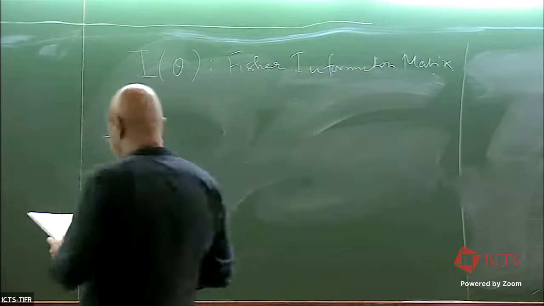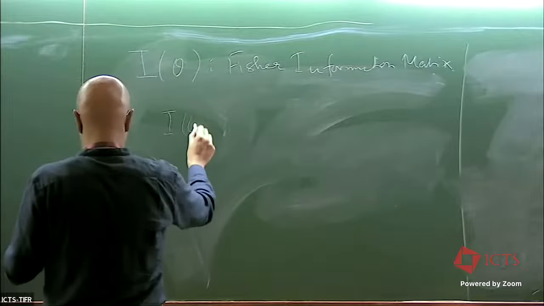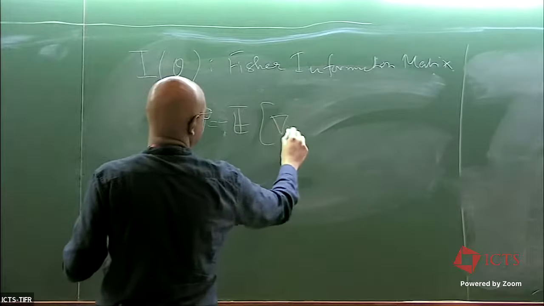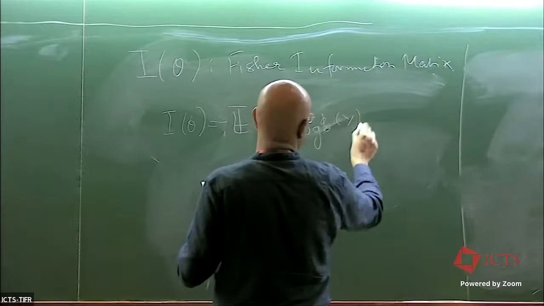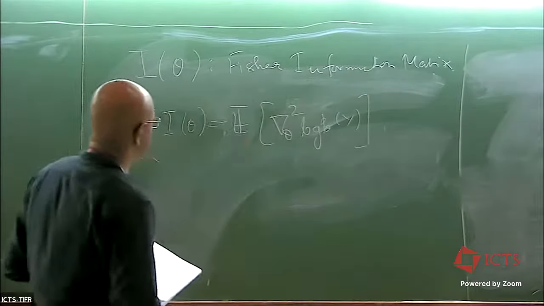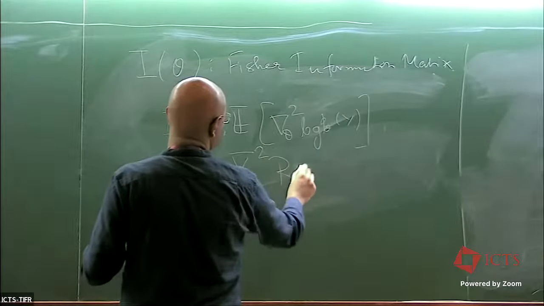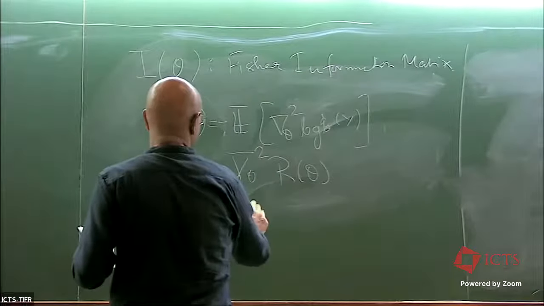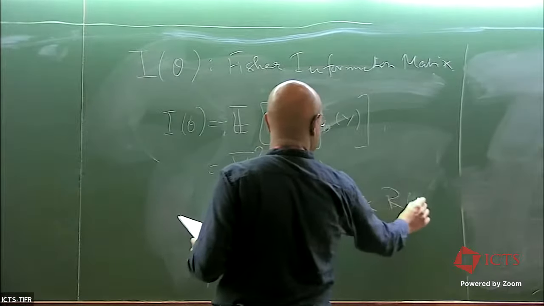This is essentially I theta equal to the expectation of minus the second derivative of log p theta of Y. So this is just the second order derivative of the population risk. This is the Hessian of the risk R theta.